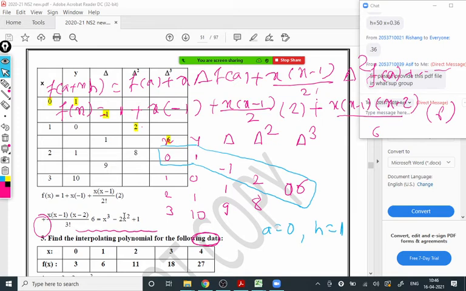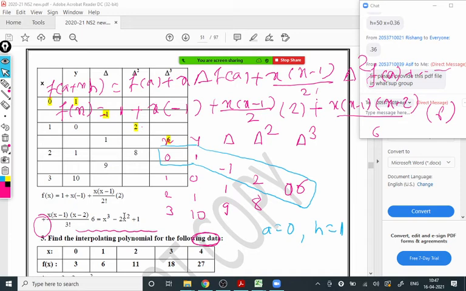If there is any doubt, yes, you can ask. So can I move to the last question then? Last question for today, if you don't have any doubt.